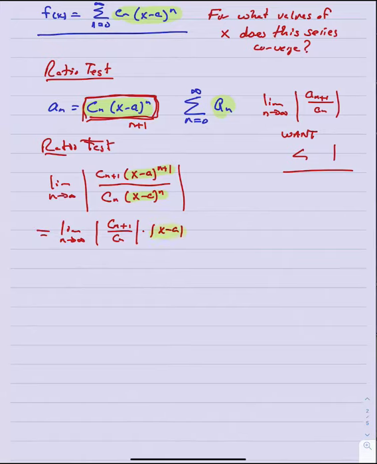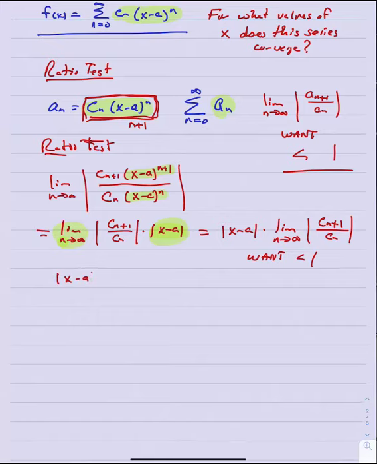Notice that x minus a doesn't have anything to do with n, which means as far as this limit is concerned, x minus a is a constant. Therefore, I can factor that constant outside the limit so that I get the absolute value of x minus a times the limit as n goes to infinity of the absolute value of c sub n plus 1 over c sub n. Okay, what do I want to happen? I want this limit to be less than 1. And if it is, the ratio test will guarantee me convergence.